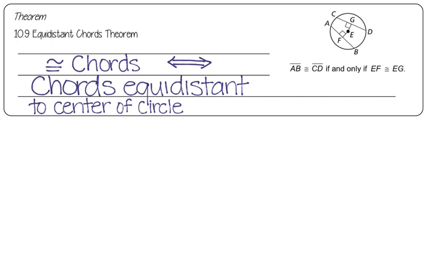Congruent chords if and only if the chords are equidistant to the center of the circle. When I say equidistant, we always mean perpendicular distance. If you look at this diagram, we're not saying from the endpoint to the center. We're saying perpendicular distance to the chord. Chords being equidistant to the center means that this distance, EF, and this distance, EG, are the same.